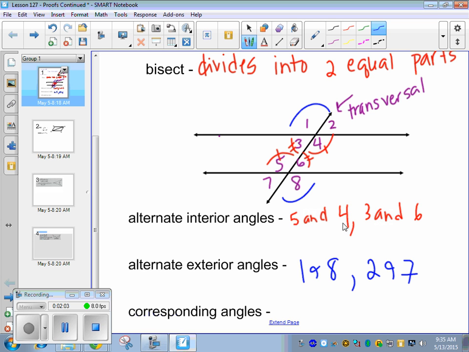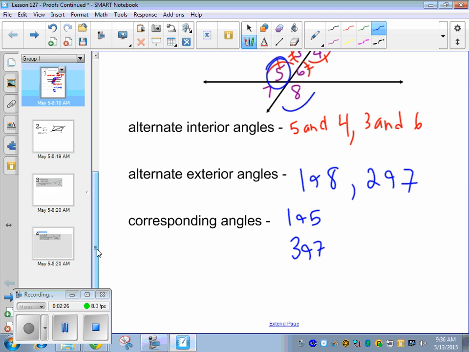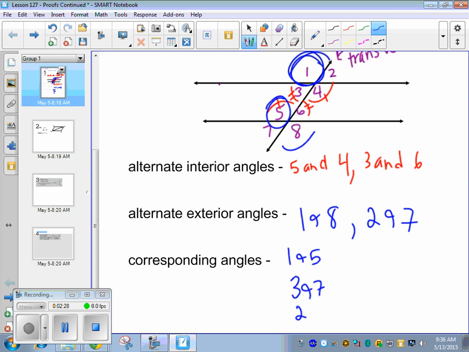Okay, then we have corresponding angles. There are 4 sets of them. They have to be in the same place on each group of 4. So anybody who hasn't participated yet, remember and can give me a set of corresponding angles. Thanks, John. So 1 and 5 are corresponding. Okay, what else? 3 and 7 are corresponding. What else? Good. 2 and 6. And the last one would be 4 and 8.